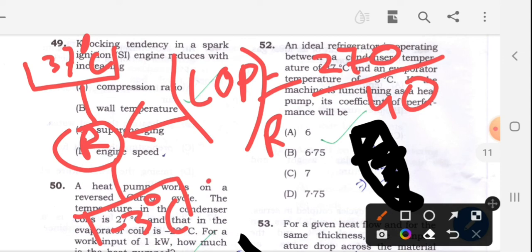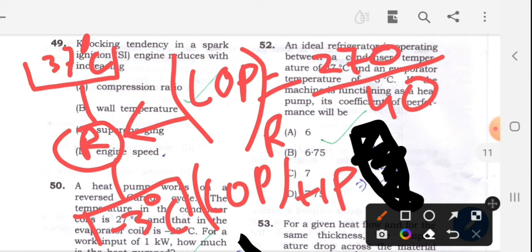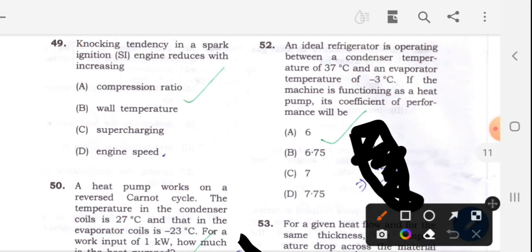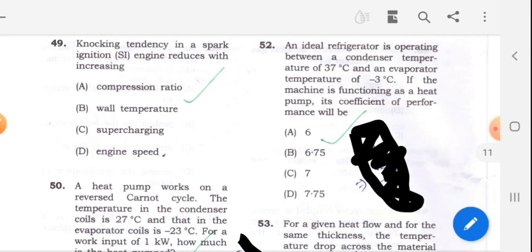From that we can write the COP of the heat pump is equal to 1 plus the COP of the refrigerator. So 1 plus, here the 0 will cancel out, 27 by 4, that is 1 plus 27 divided by 4, which is 31 divided by 4. So ultimately it will be 7.75. The answer will be 7.75. Option D is the correct answer.